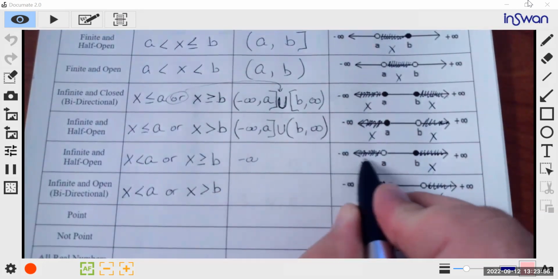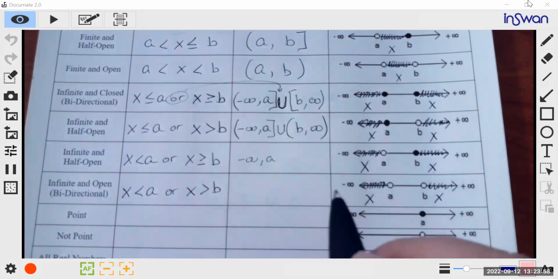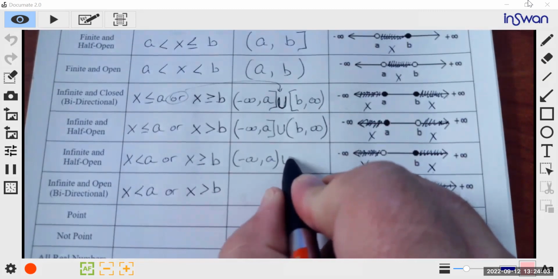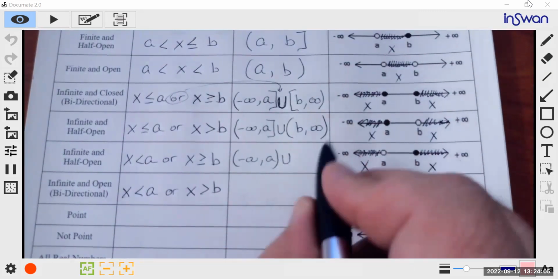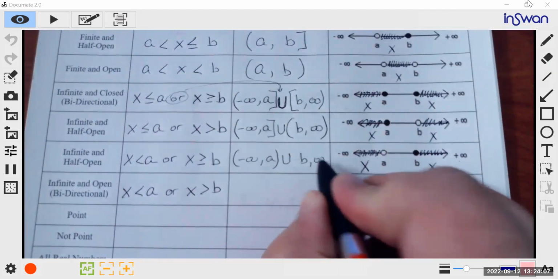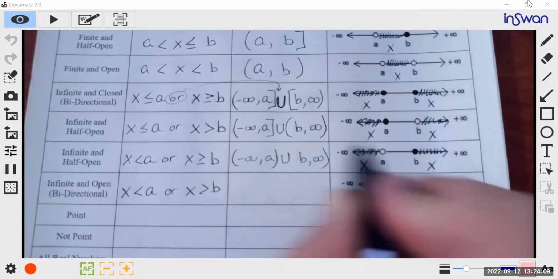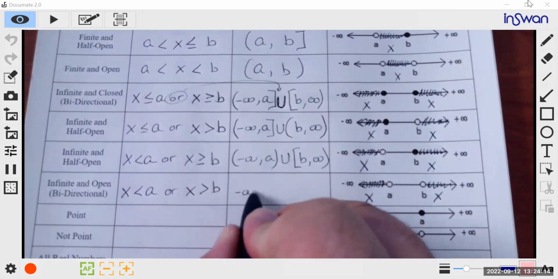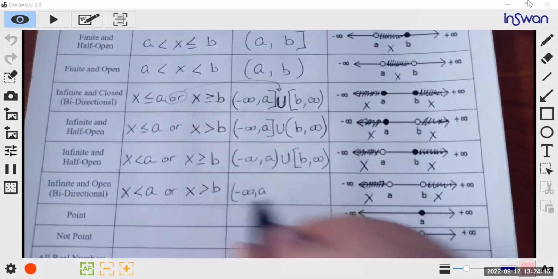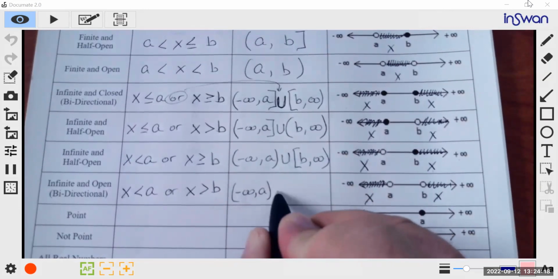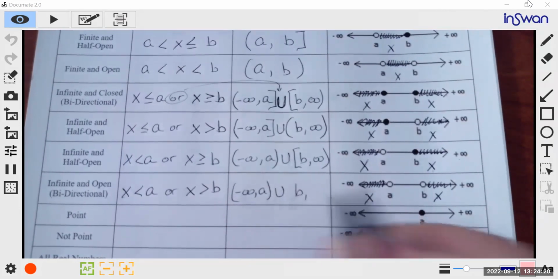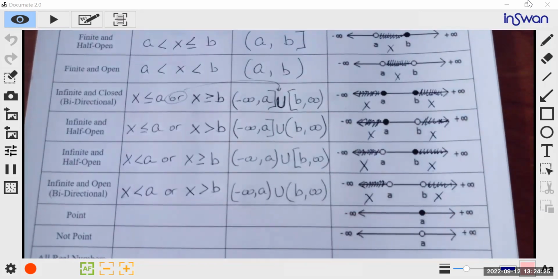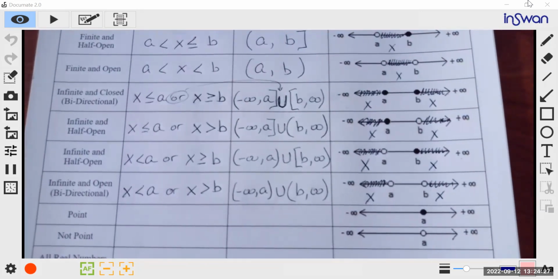Reading left to right, negative infinity to A. And that's an open, so it's parenthesis. Unioned B to positive infinity. And it's solid, so it's a bracket. Negative infinity to A. It's open, so it's a parenthesis. Likewise, from B to infinity. Makes sense? Yeah.